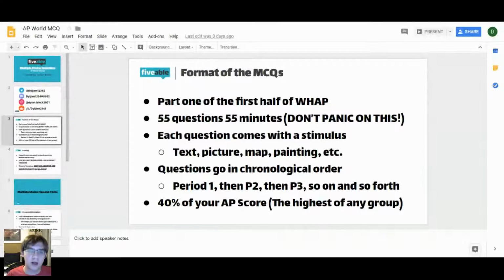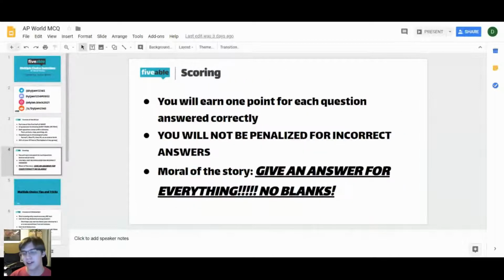Something about scoring with the multiple choice questions, you'll earn 1 point for every correctly answered question, obviously. But there's the format of the exam. It goes multiple choice questions, short answer questions, the DBQ, and the LEQ. So there's all 4, but there's a small break in between part 1 and part 2. And you won't be penalized for any incorrect answers. So you should give an answer for everything. Never leave anything blank for this test.